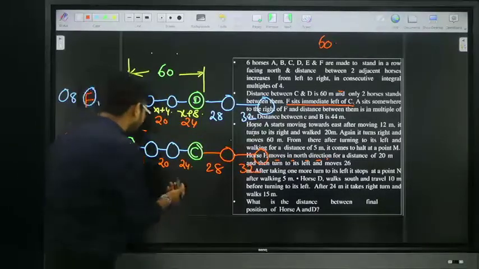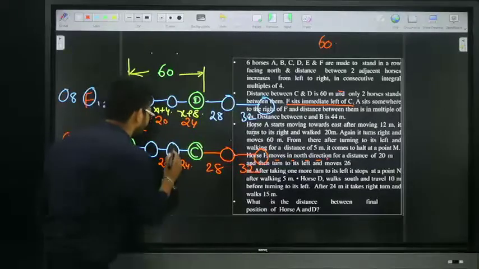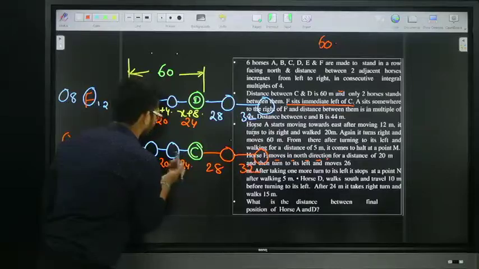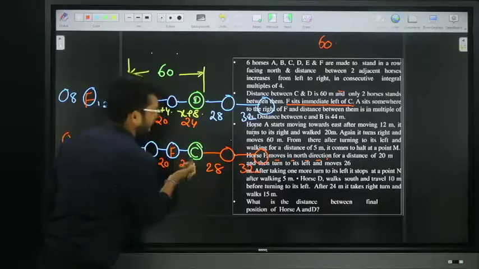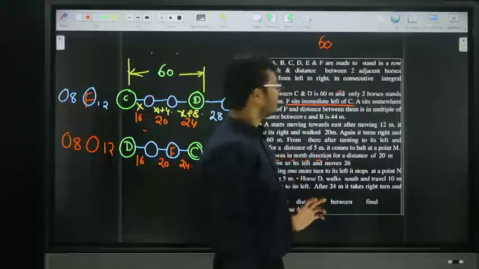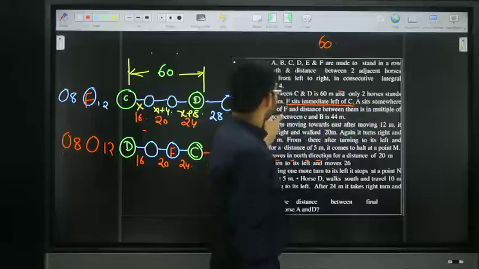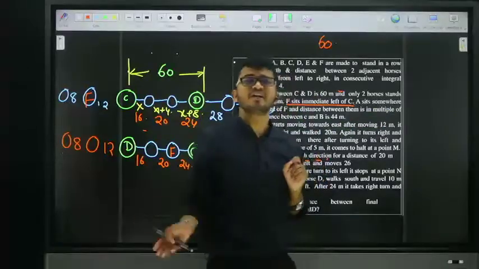Friends, in this case the mention is what? F sits immediate left of C. Friends, if I take F here, then F is immediate left of C. Next, leave. Next one is what? A sits somewhere right of F.